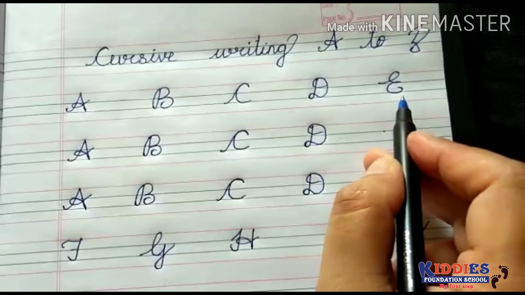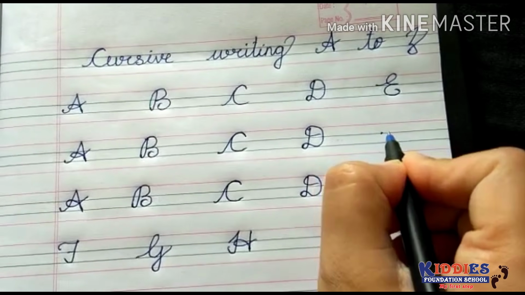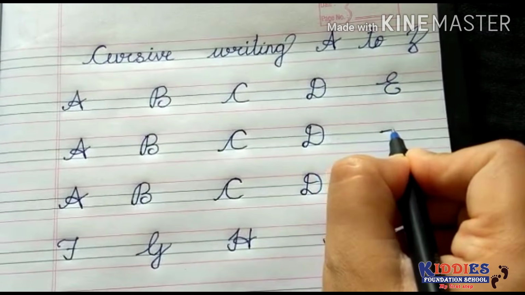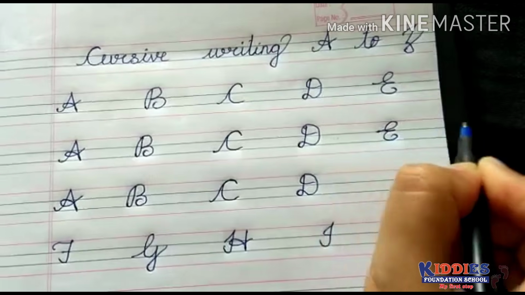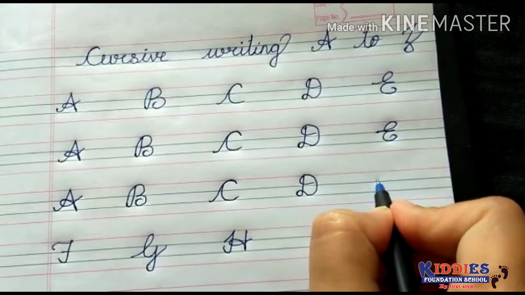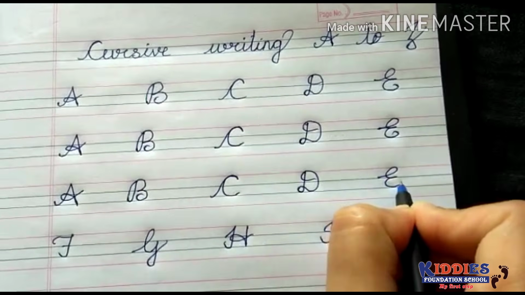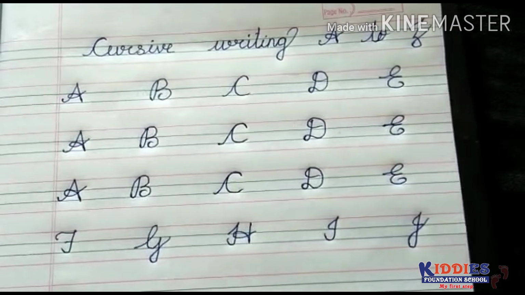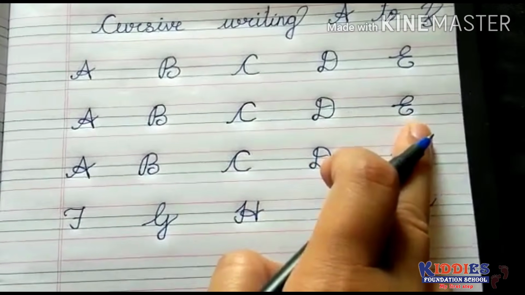Okay, now this is the letter E. Starts from here, first blue line above, like this. Okay, count 1, 2, 3 and 4. Okay, these are the capital letter A, B, C, D and E.